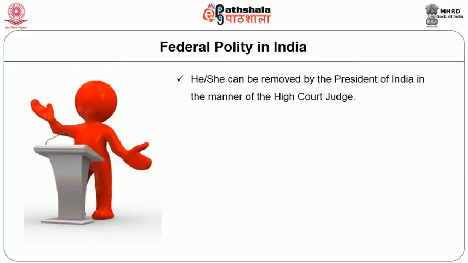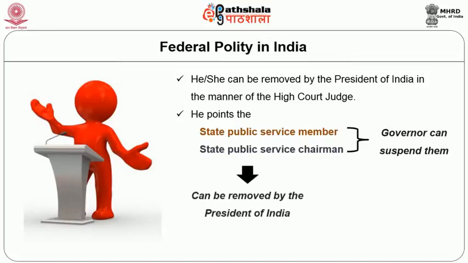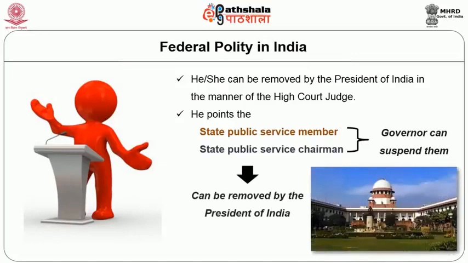The governor also appoints the State Public Service Commission members and chairman. Governor can suspend them, but again, just like the State Election Commissioner, the State Public Service Commission member and chairman cannot be removed by the governor, only by the President of India. Once the case goes to the Supreme Court for a proper inquiry and the Supreme Court indicts the member, only then can the member be removed by the President. But the appointments are made by the governor.